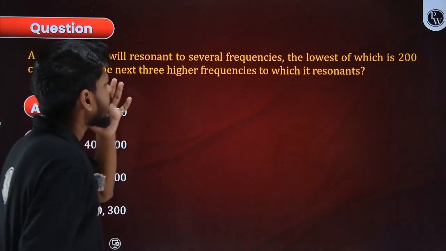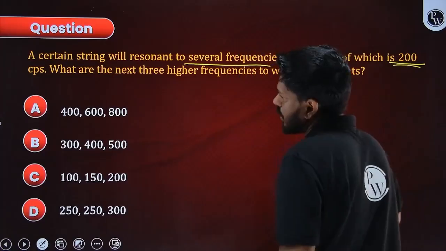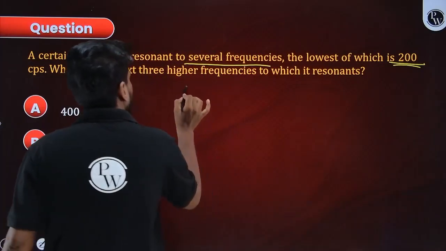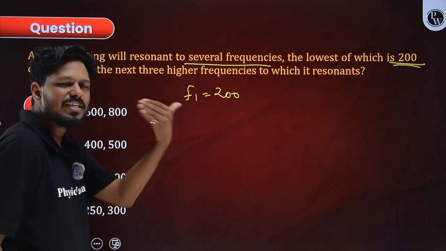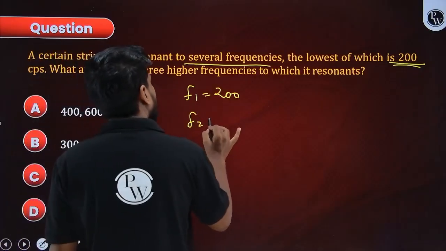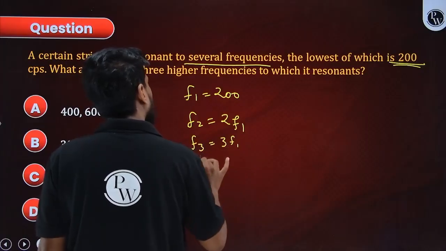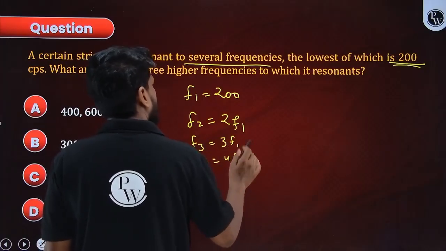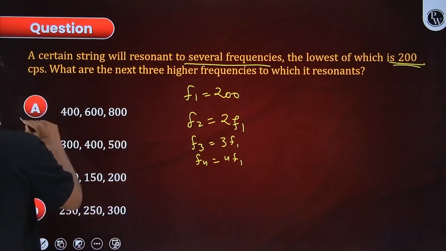A certain string resonates with several frequencies. The lowest frequency is 200, sir. There is a string which is resonating with frequency 200. So F1 is equal to 200. What will be the next consecutive one? F2 is nothing but 2 times F1. F3 is nothing but 3 times F1. F4 is nothing but 4 times F1. So if I substitute F1 equal to 200, I will get 400, 600, 800, right?